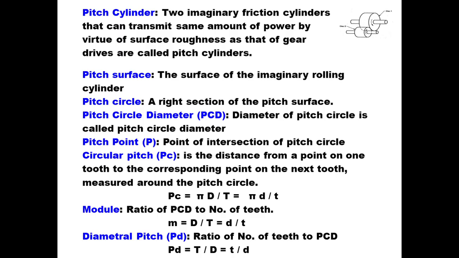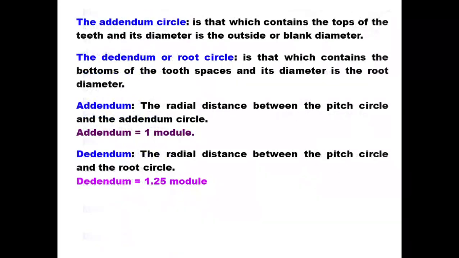Diameter pitch PD is the ratio of number of teeth to PCD, that is T by D, equal to small t by small d. The addendum circle is that which contains the top of the teeth and its diameter is the outside or the blank diameter.